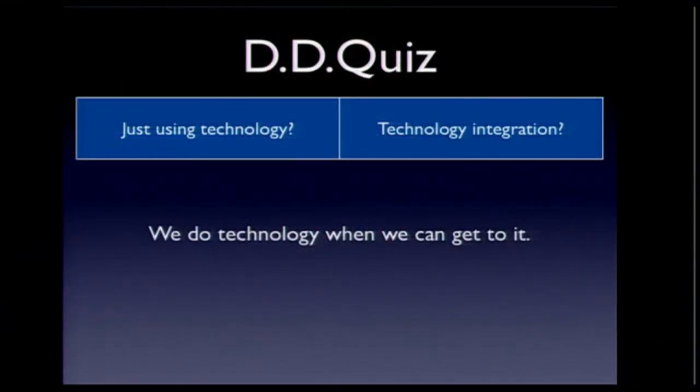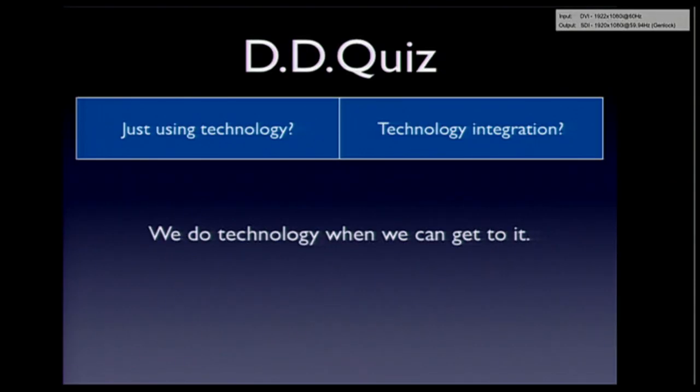So, all right. If our attitude in the classroom is this: we do technology when we can get to it. You know what? Technology is that room down at the end of the hallway. Technology is just something extra that we don't normally do in the classroom. We have technology Thursdays, or every other Tuesday is technology day.